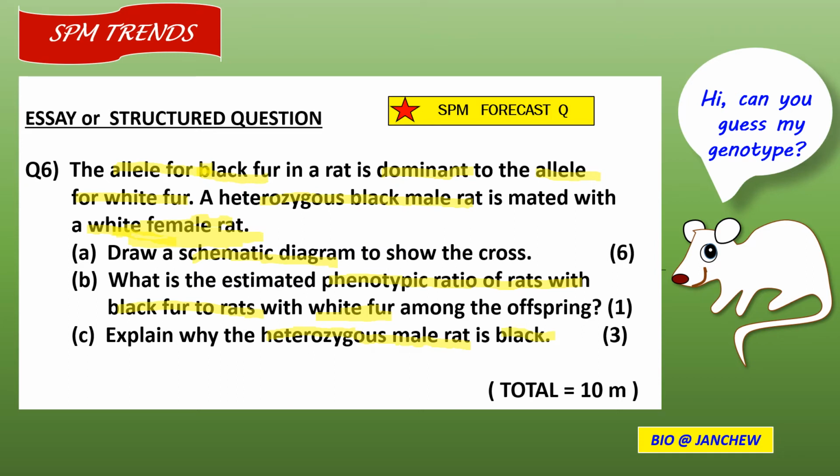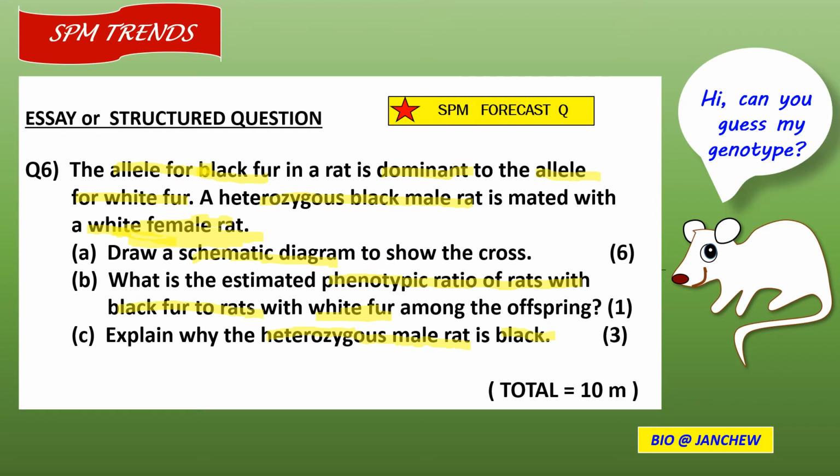Then if you use capital B to represent the allele for black fur, what are you going to use to represent the allele for white fur? Yes, the small b. So you have your key, you can write your key at the side already. Big B equals the allele for black fur, dominant, correct?